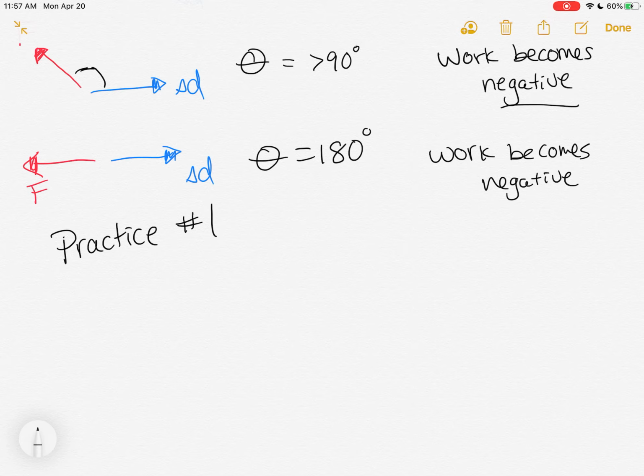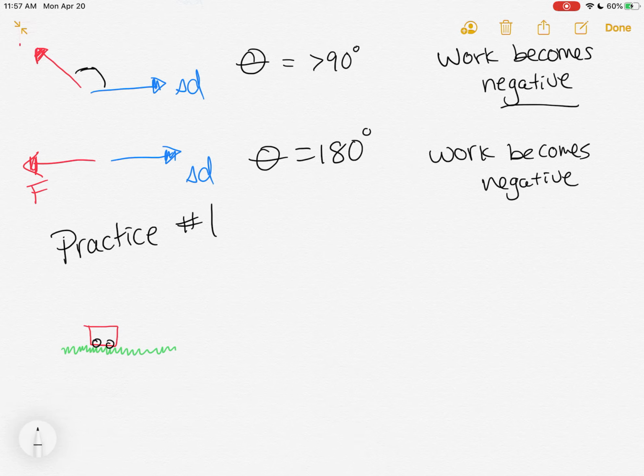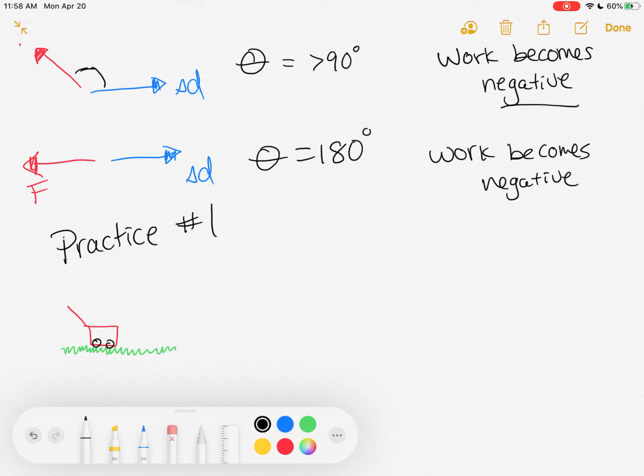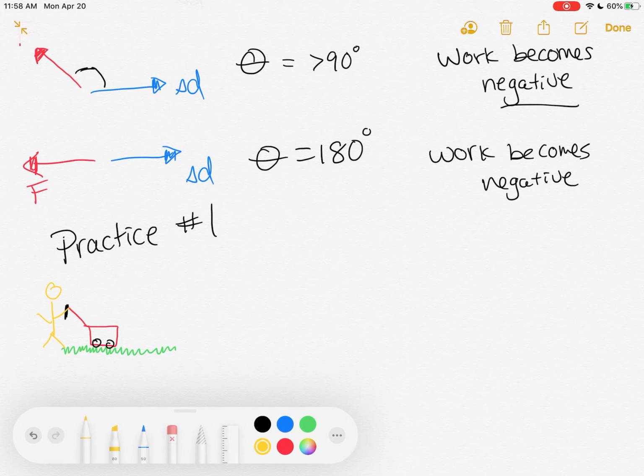In practice question number 1, someone is cutting a lawn with a lawnmower. So I need to draw a lawn here. We've got some grass, and then maybe we'll make our lawnmower red, and then put some wheels on our lawnmower. And we've got our handle for our lawnmower up here somewhere, and our person pushing our lawnmower.